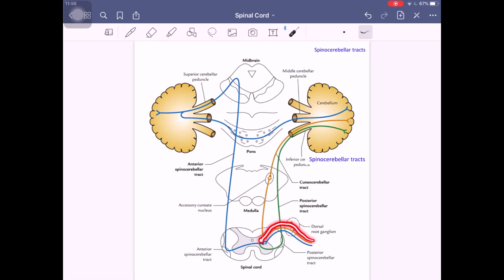Posterior, if you see, the posterior is green in color. It starts, relays in the dorsal column, and it is going behind. So this one is what we call the posterior. Remember the posterior section in the spinal cord. Now it is ascending as your posterior spinocerebellar uncrossed fibers.